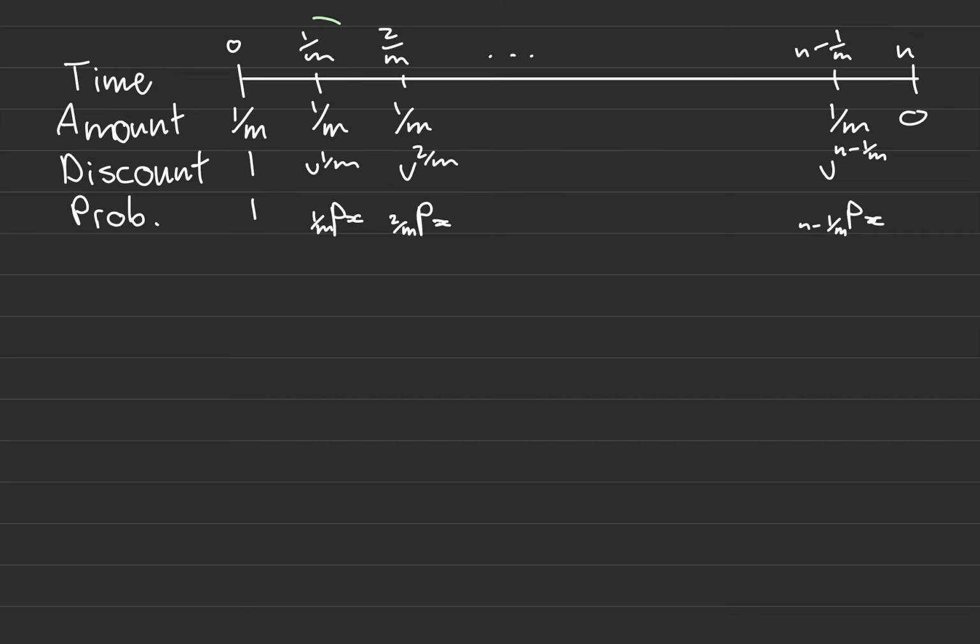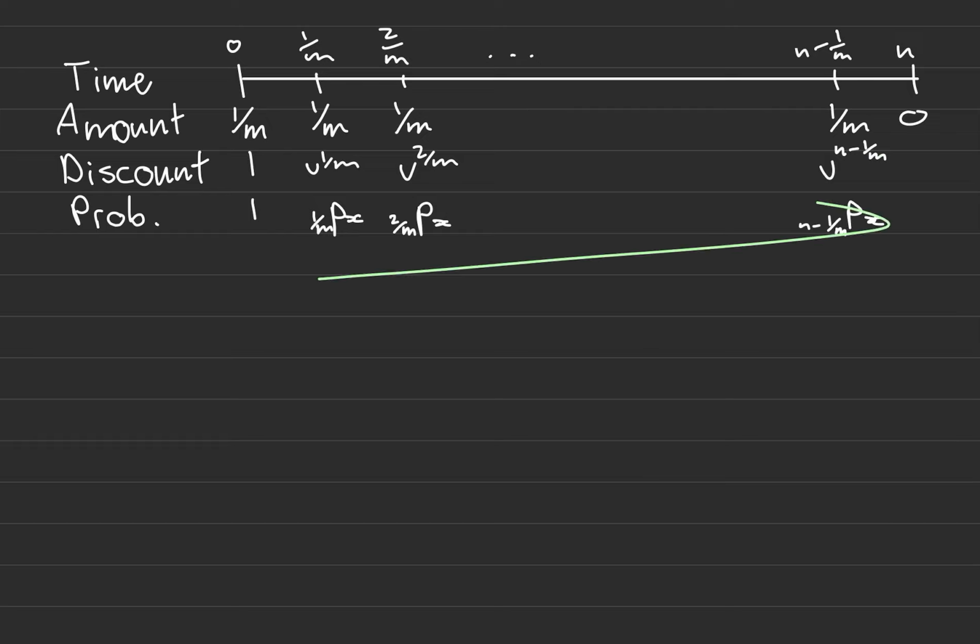Okay, now discounting is obviously different because I can't discount by an entire year for each of these payments. The first payment that's happening at time 1 over m needs to be discounted by 1 over m years. Likewise, the payment that's happening at time n minus 1 over m, the payment right before the end of a term, must be discounted by n minus 1 over m years, where v here is the yearly discount factor, so (1 + i) to the negative 1, where i is my yearly effective rate of interest.